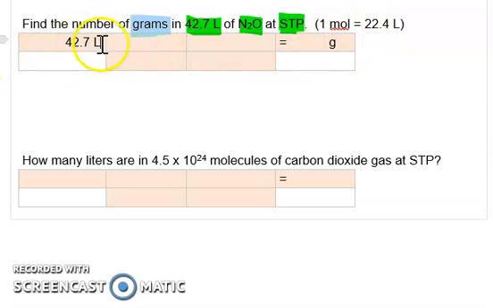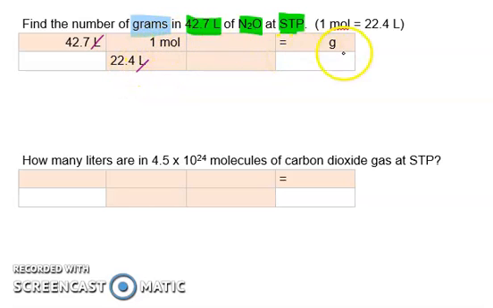So to cancel out liters, I know a conversion that has liters, and I just wrote it down. It is this one. So I'm going to put liters at the bottom so that they can cancel out, and then the other part of my conversion goes at the top. So 1 mole is equal to 22.4 liters. Now I can cancel out my liters, and I'm only left with the moles. But my answer is in grams, so I have to cancel out moles. So I'm going to have to put moles at the bottom, and I have to have grams on top.